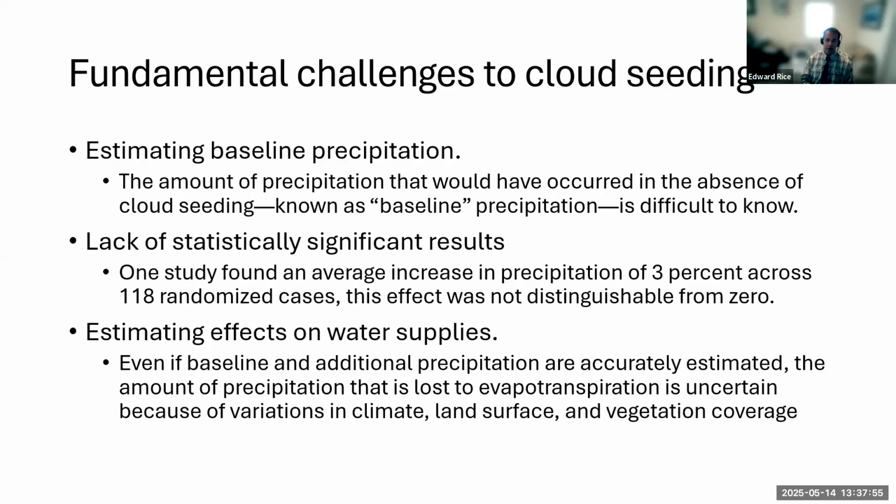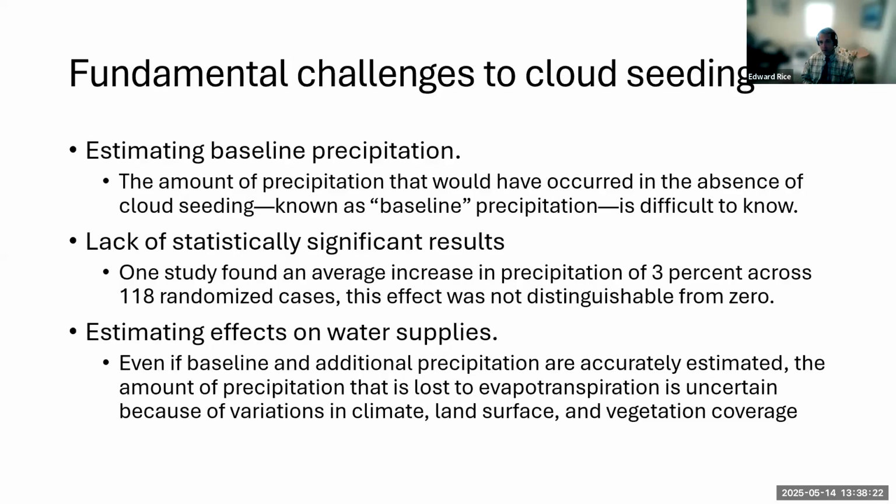So one study we found, they noted that the average increase in precipitation across 118 randomized cases, this is for an orographic cloud seeding scenario, was 3%. But the variation on that number was so large that the effect was indistinguishable from zero. So that's the best case scenario, is the orographic systems, lots of observations.